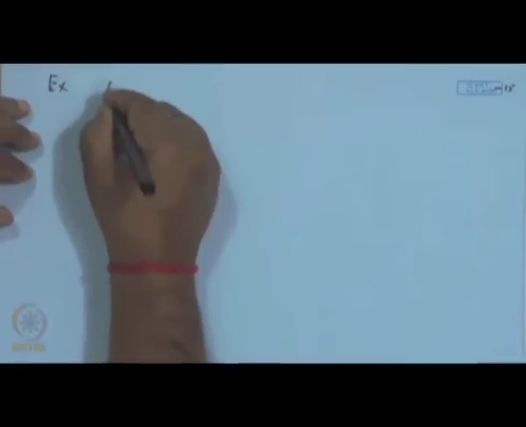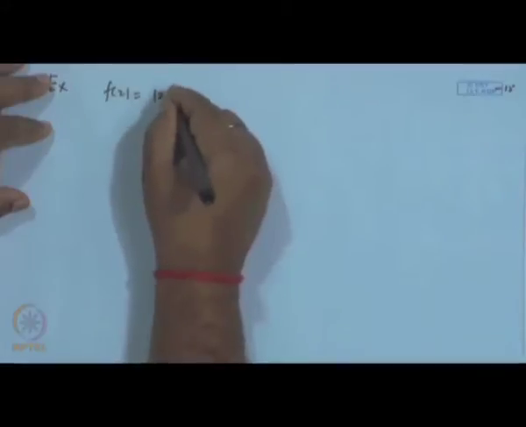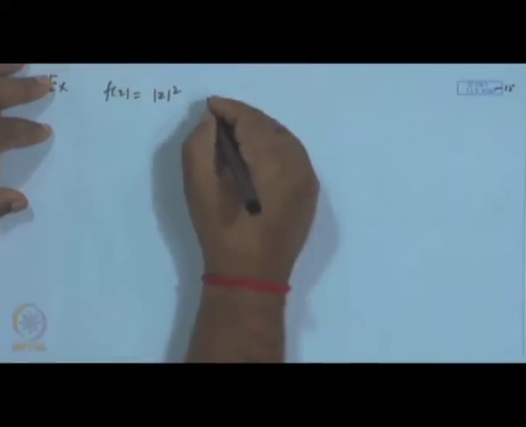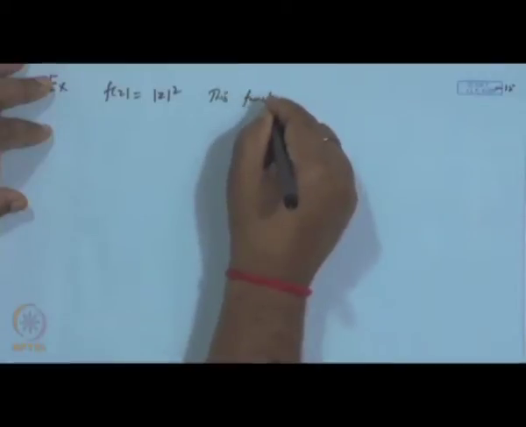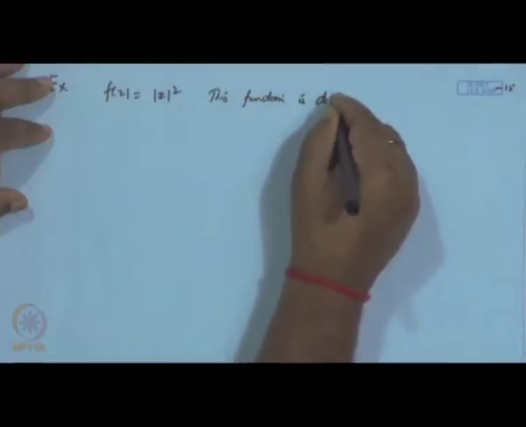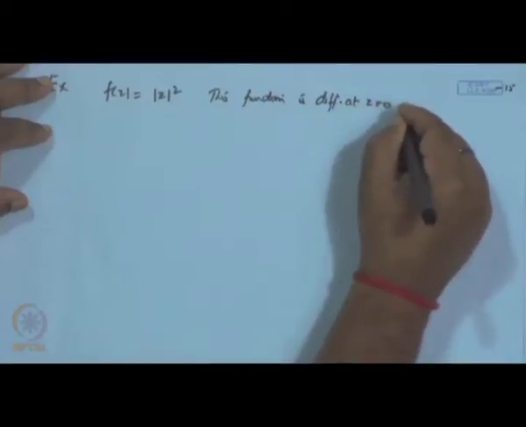Now, there are functions which are differentiable only at a single point and nowhere else. There are functions which are differentiable everywhere throughout the complex plane, and there are functions which are differentiable only inside certain domains and not outside. So let us categorize these. Suppose I take the function f(z) equal to mod z square. Now we claim that this function is differentiable at z equal to 0 and nowhere else.